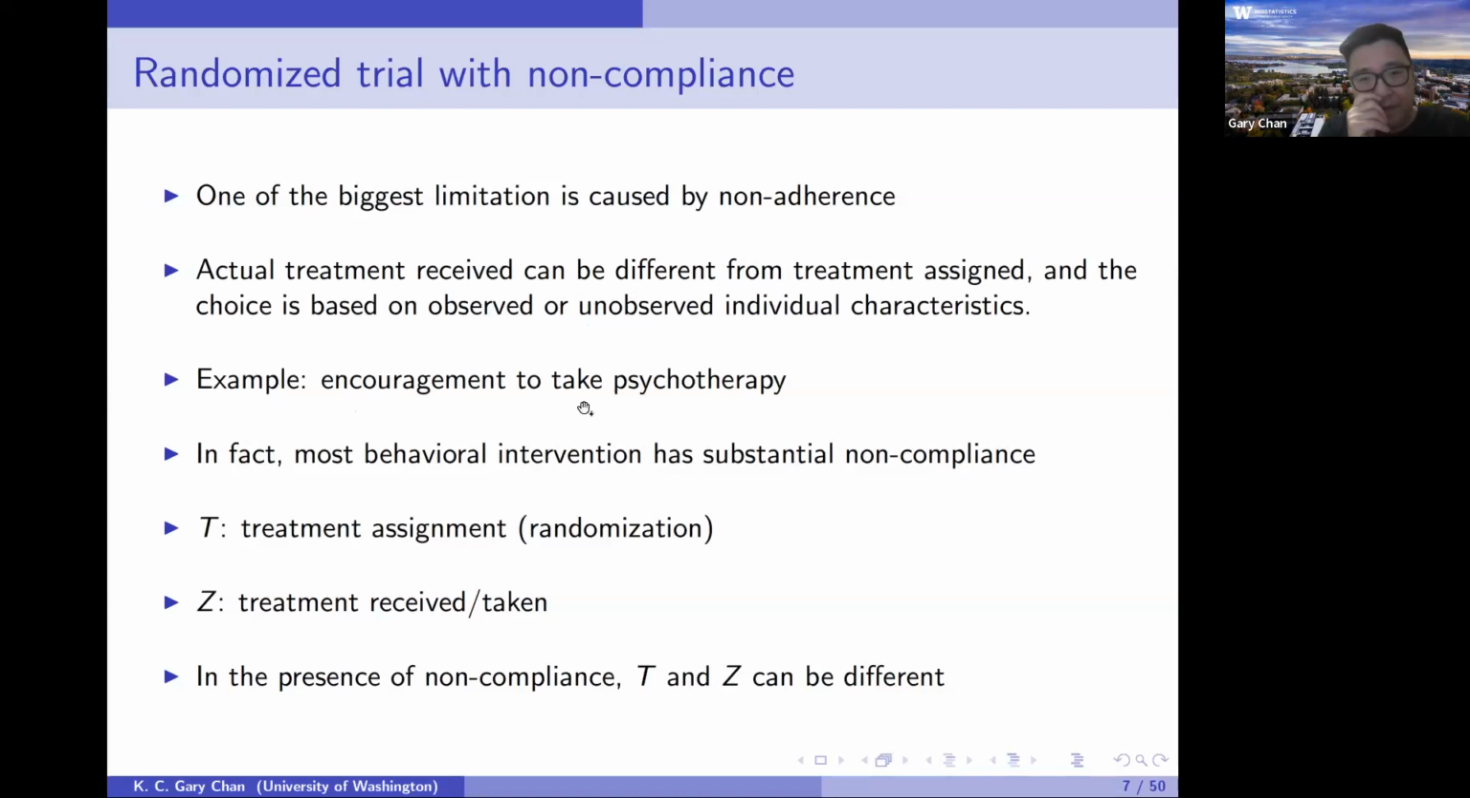And actually for a lot of behavioral interventions, we have moderate to serious issues in non-compliance. For example, if the treatment is encouragement to take psychotherapy, then even if you're assigned, you might not really be taking the treatment, but a lot of the interventions are based on encouragement. Right. And then you can see that a lot of behavioral interventions can have substantial non-compliance. That's why it's of interest to the BIRCH audience.